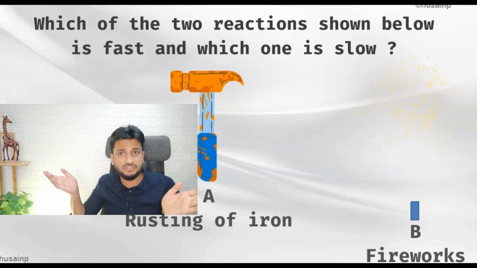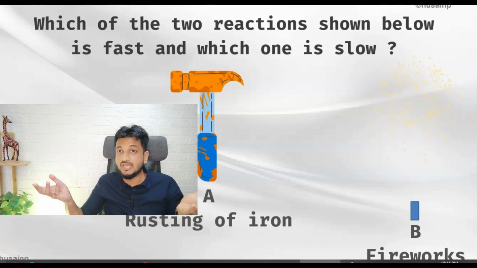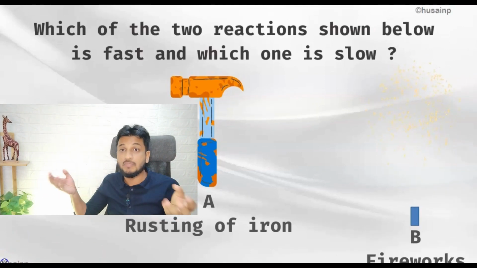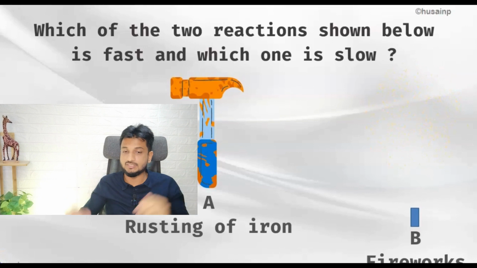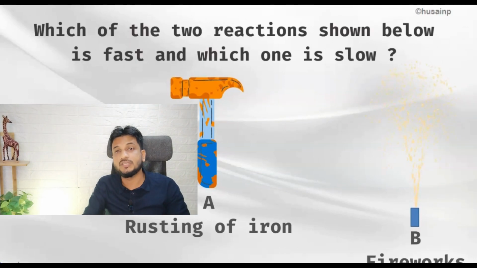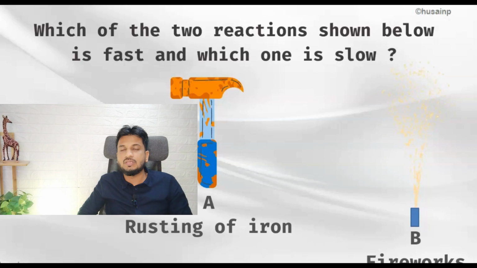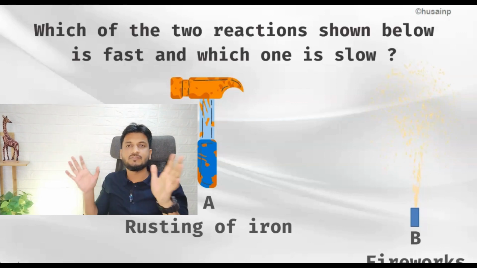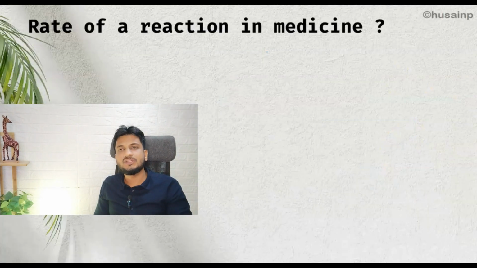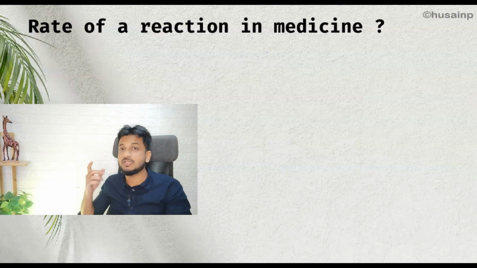Rusting of iron, all of us know, sometimes it takes days, weeks, months, and also years, guys. So it's very slow. So reaction A is very slow and reaction B is very fast, combustion reaction. Now, as I said, chemistry in daily life. Chemistry is everywhere, guys. So in daily life, what are the scenarios where rate becomes important?